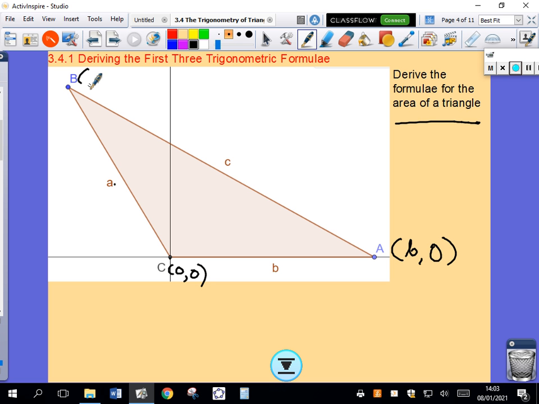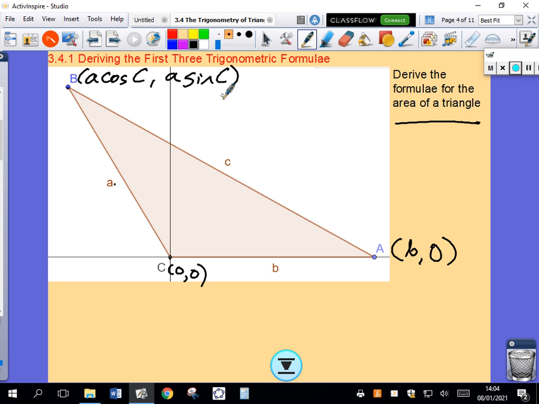And then this vertex up here can always be written as the modulus times the cosine of the angle. In this case the argument will be capital C, because C is the angle at the standard position, comma the modulus a times the sine of the angle. So that's my initial setup.